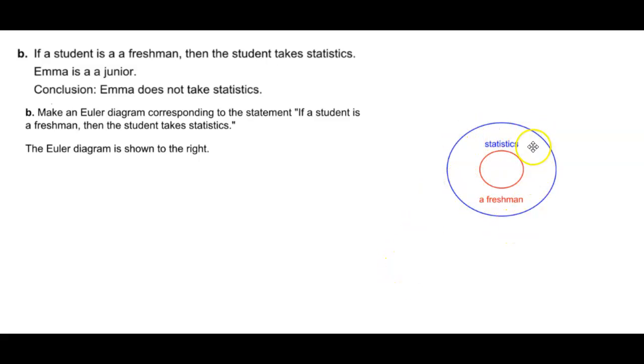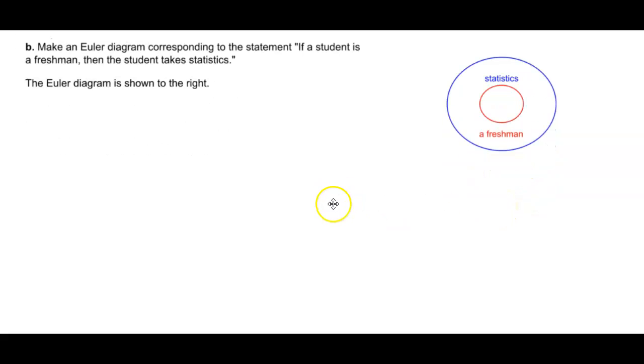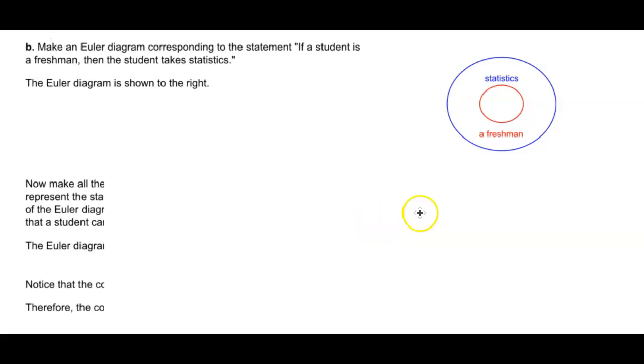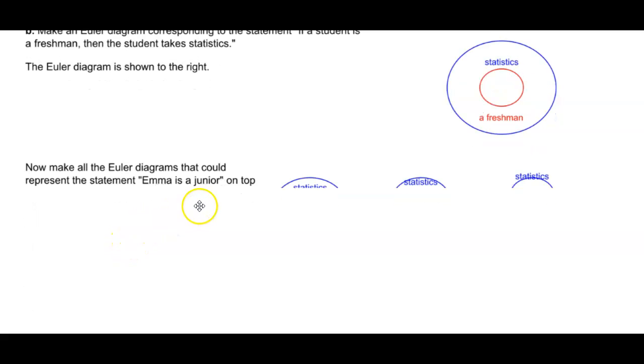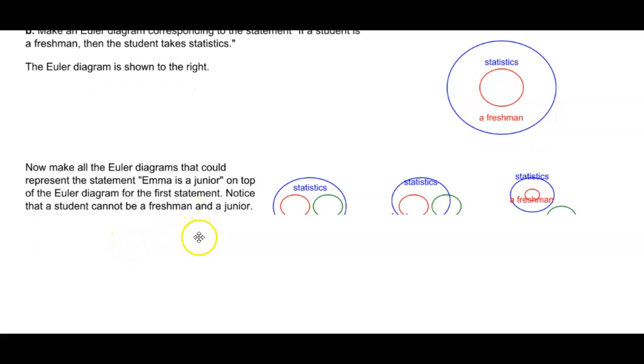In blue, the outside circle is statistics. In red, we have freshman. Now what we want to do is make diagrams that could represent the statement Emma is a junior on top of the Euler diagram for the first statement.